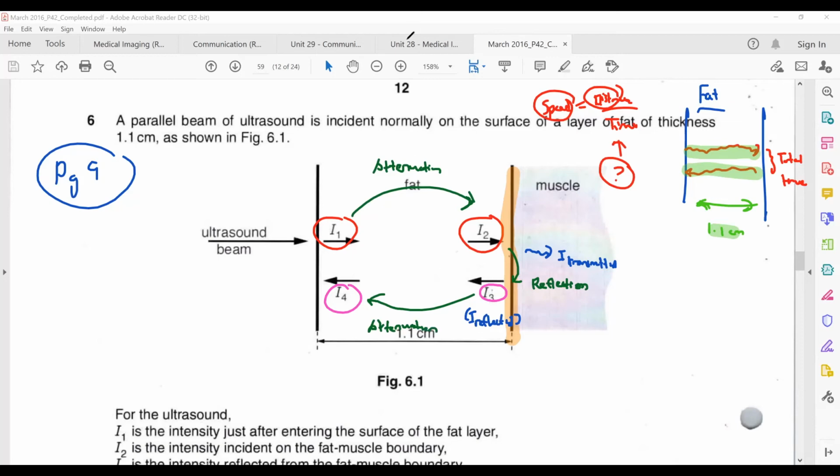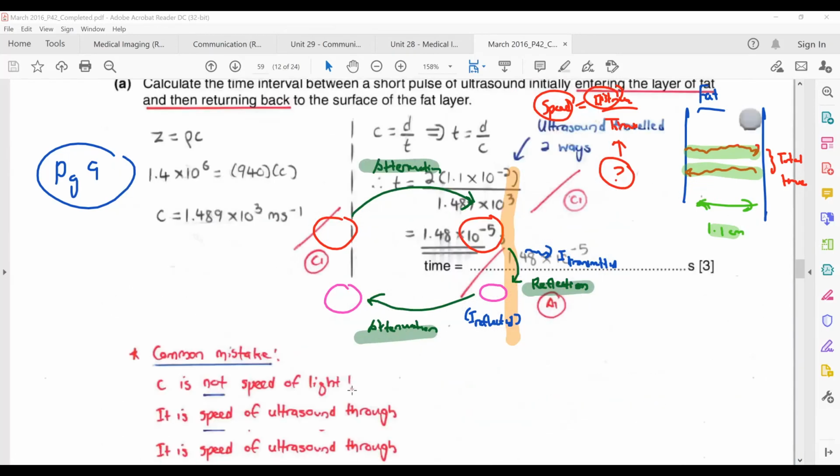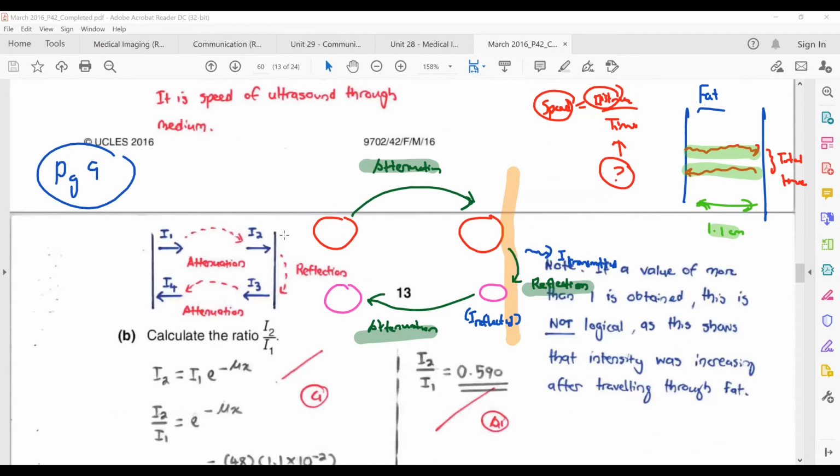Okay, so it's important to realize when your ultrasound is coming in here from the beginning, you went through attenuation, you went through reflection, and you went through attenuation again. These are the three main things that happen to that intensity I1 when it moves through the layer of fat. So for your case here, when they were talking to you about I2 to I1, this is a summary of that diagram there.